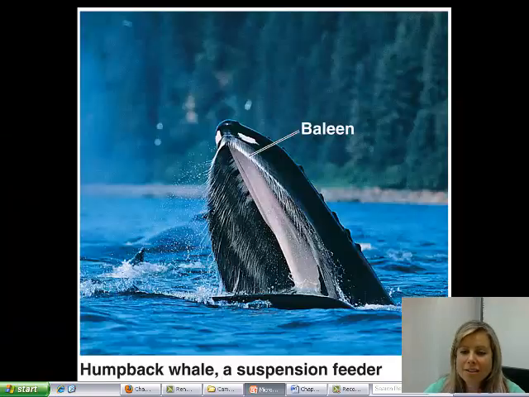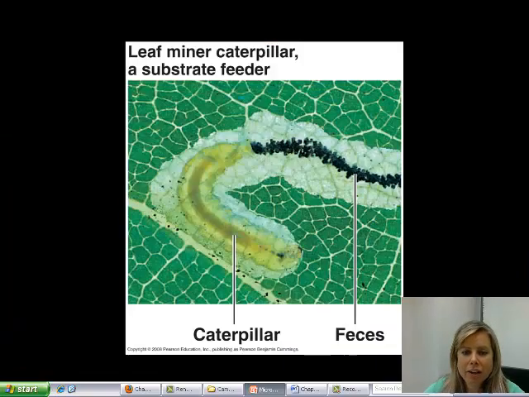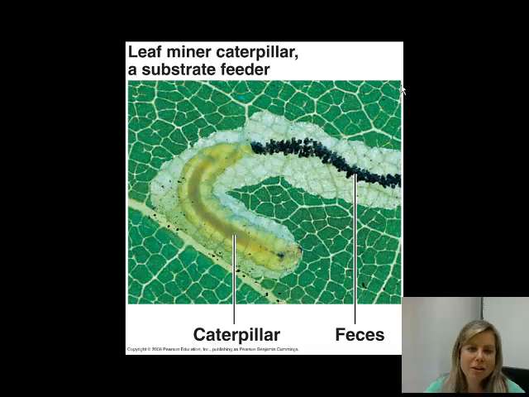The next type is going to be a substrate feeder. So you can see this caterpillar is actually living on the leaf that it's feeding off of. So that makes it a substrate feeder. It's living on or within what it eats. A maggot would be another example, right? It's living on what it eats.